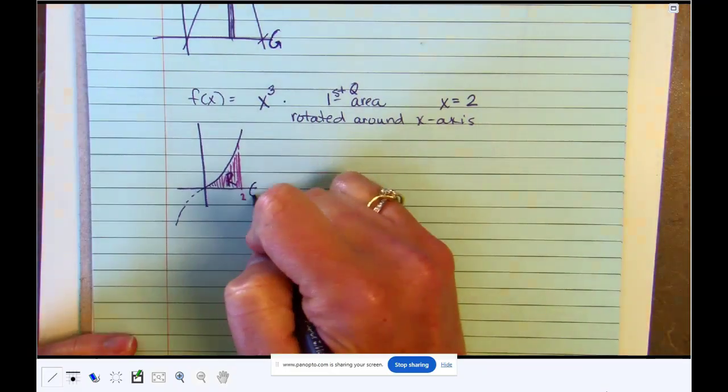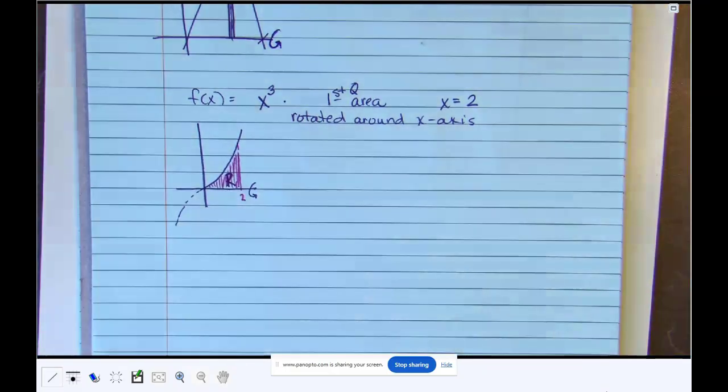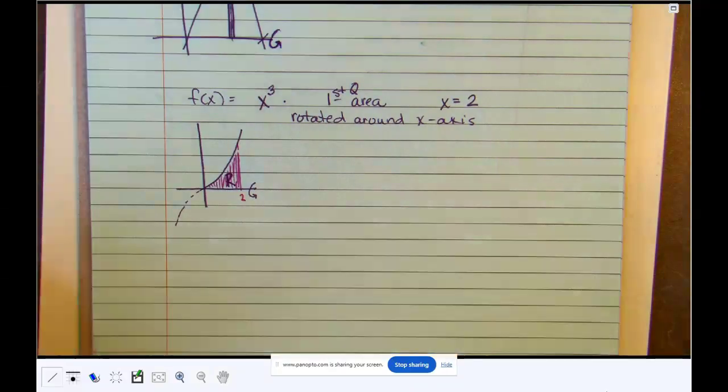It doesn't really matter. You don't have to worry about what shape it is. That was just to get your brain thinking.